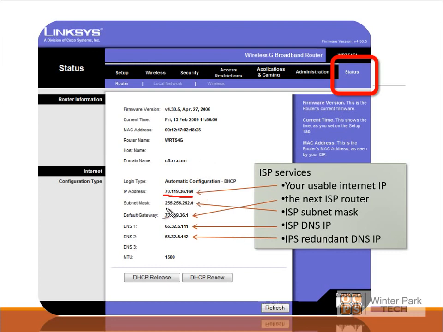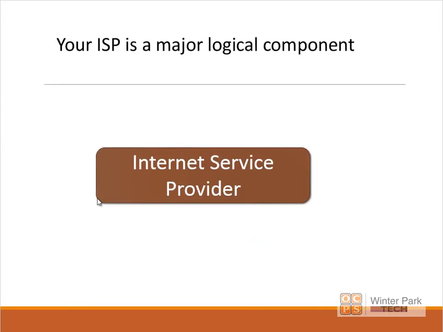They provide a subnet mask. They also provide the next router. This is very important. My home router needs to see the next router, and that is going to be provided by the ISP. Your ISP is also providing you DNS services, which are critical for web surfing and accessing devices on the internet. We see 2 IP addresses, which shows that the ISP is providing us redundant DNS services. So our ISP is a major logical component in a home network. Without it, you will not get to the internet.